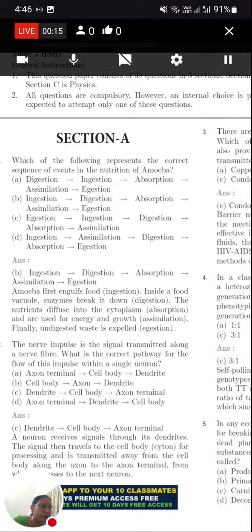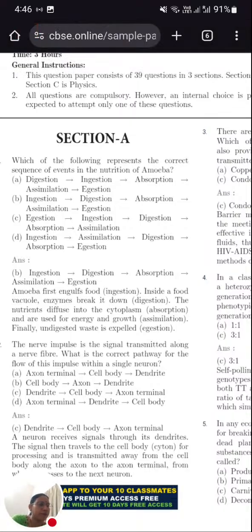Get ready to start sample paper. So today we are starting with science sample paper. Can you respond whether you are able to see the screen clearly or not? Can you see the screen?